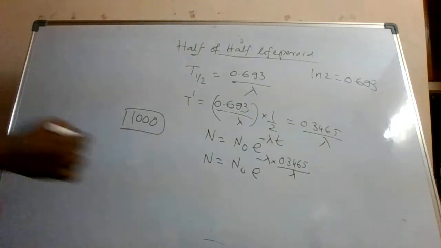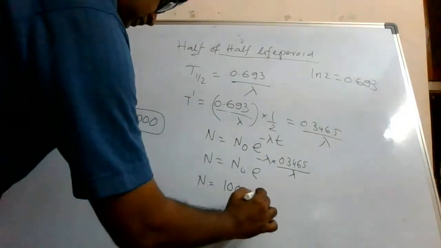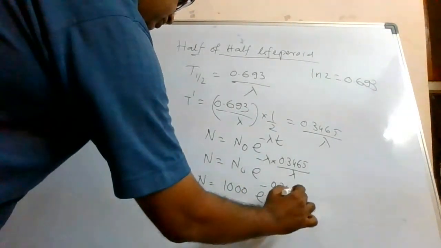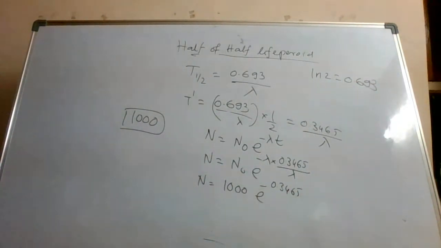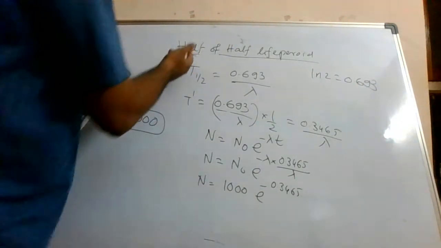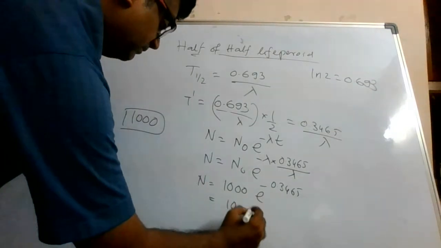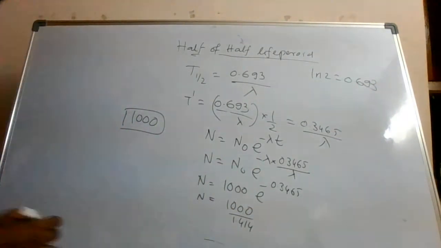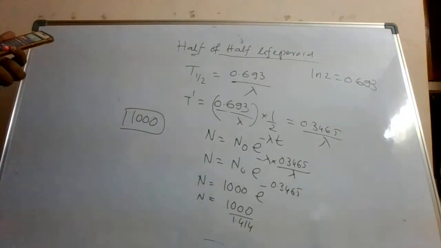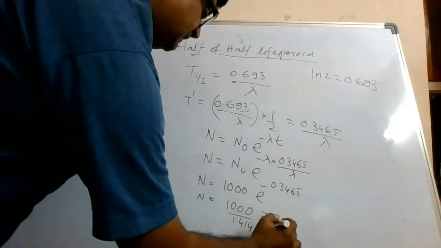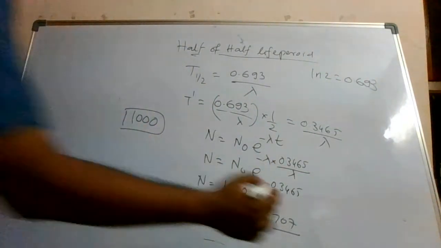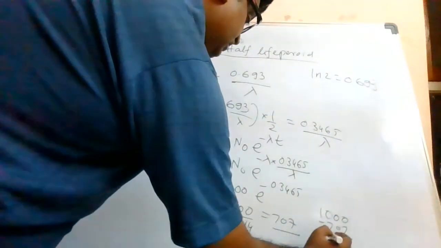But what N0 have we taken? N0 we have taken as 1000. So this is e power minus 0.3465. Let me make the calculation. Why are we doing this? Why not take one fourth of half? Usually questions are asked on this. That's what we are doing. So e to the 0.3465 is 1.414, which is root 2. So it is 1000 divided by 1.414. What is this N? This is the leftover. 1000 divided by 1.414 is 707.2. I will take 707. So N value we get is 707. The number of decays would be 1000 minus 707, which is 293.